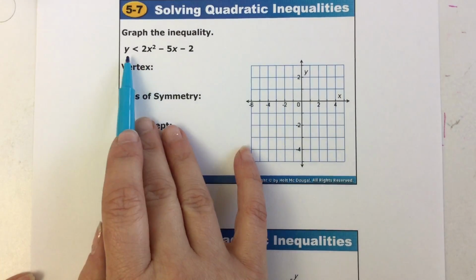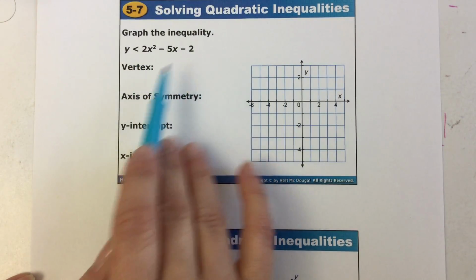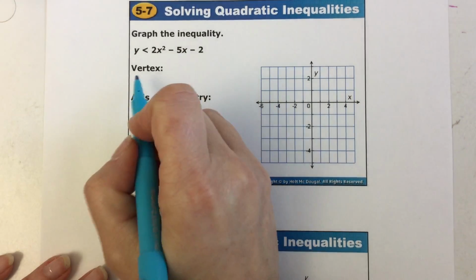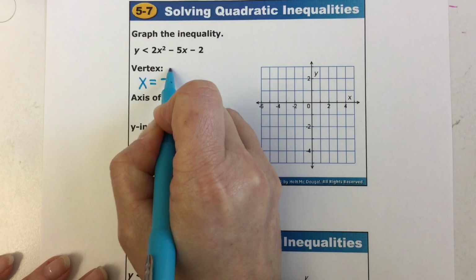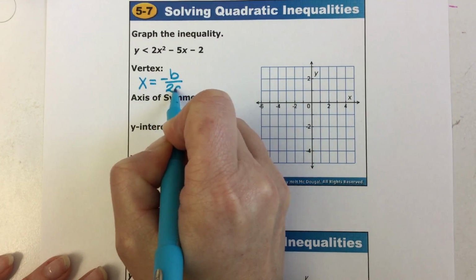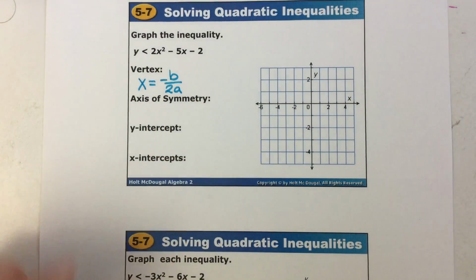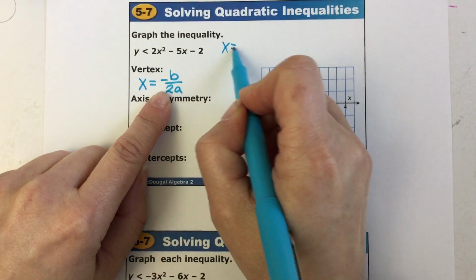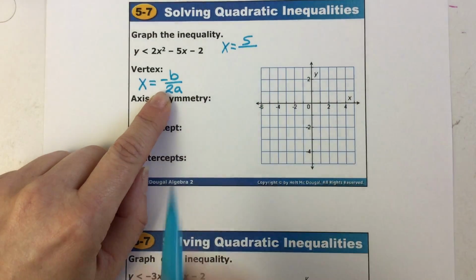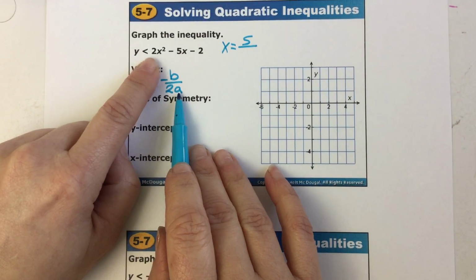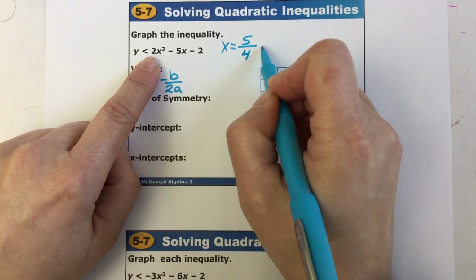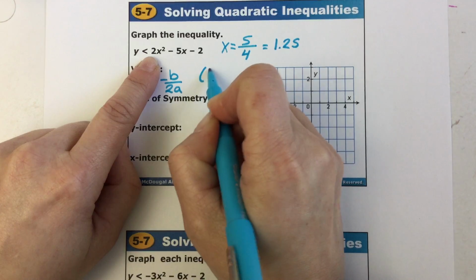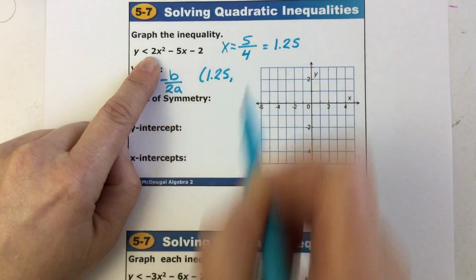If this is my inequality, and I want to find the vertex, remember your vertex is an ordered pair. To find the x, it's x equals the opposite of b over 2 times a. So here, b is -5. The opposite of -5 would be +5 over 2 times a. A is 2. 2 times 2 is 4. 5 divided by 4 is 1.25. So I have my x value.